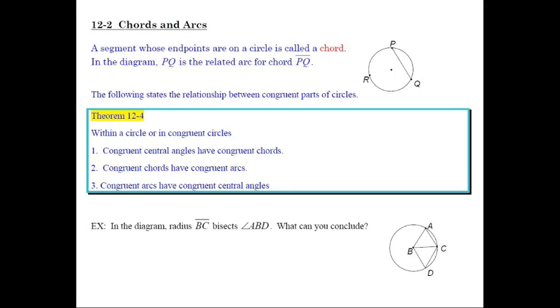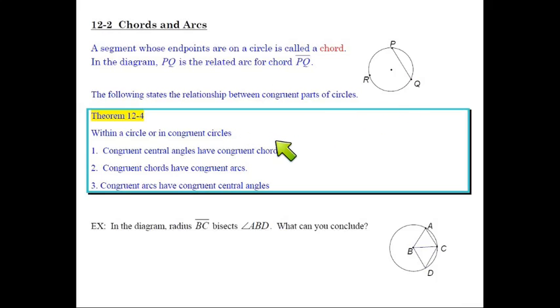Alright, so we're going to look at chords and arcs. We start with some definitions. We have a chord, which is just any two points on a circle and the line segment that connects them. So we have a chord PQ, that's the line segment, and then we have an arc formed by P and Q, which is part of the circle. And we have some properties down here that we can talk about.